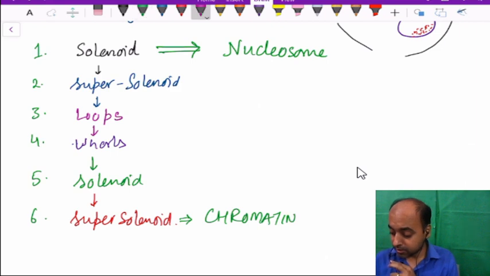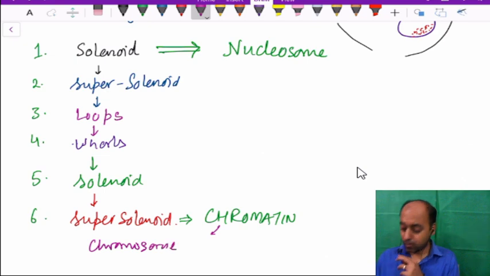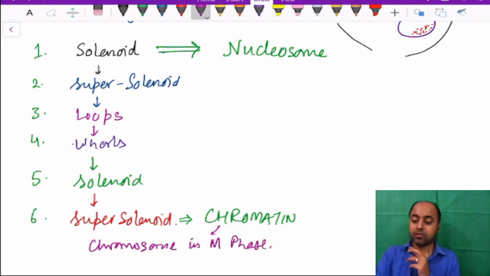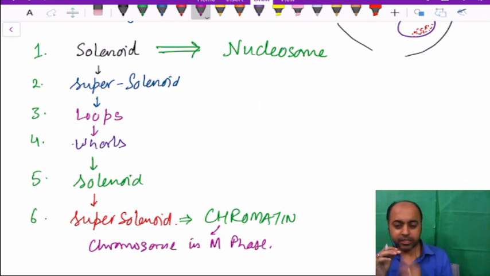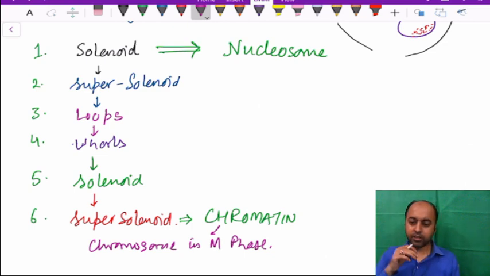The chromatin is further compacted and arranged as chromosome, but only in the M phase. In all other phases we will have the chromatin, which is the final shape. So what we have to do, we have to talk about the nucleosome and the chromatin. The other intermediate steps can be ignored, they are not frequently asked. Okay, so let's first talk about the nucleosome.